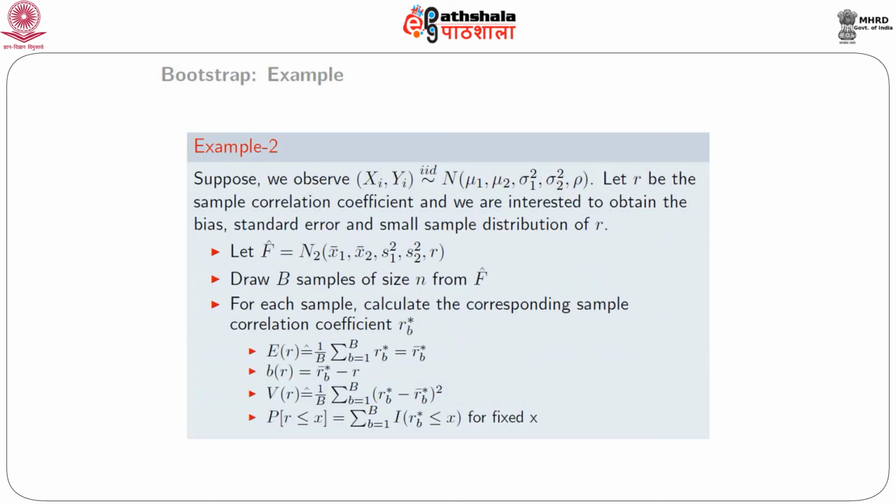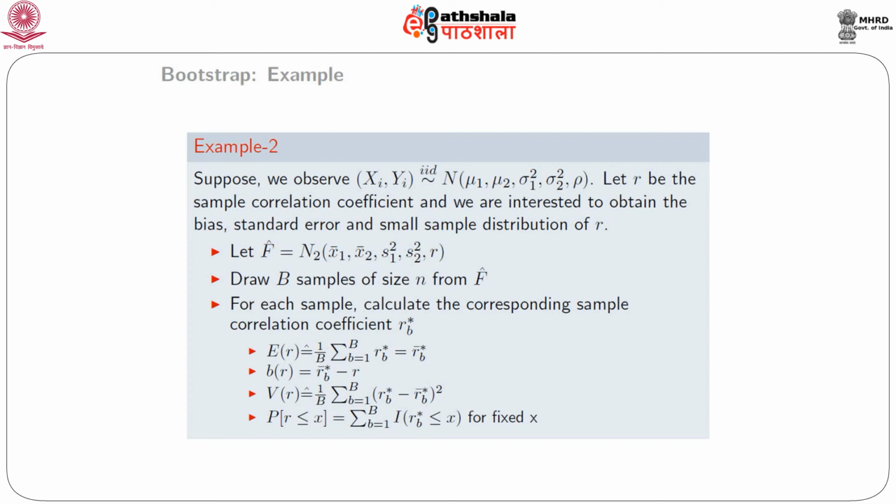Suppose we see another illustration from a bivariate normal scenario. Suppose we observe (xi, yi), which follows IID N2 with parameters mu1, mu2, sigma 1 square, sigma 2 square, rho, for i equal to 1 to n. Now, let R be the sample correlation coefficient. We wish to estimate three things: the bias of R, the standard error of R and the small sample distribution of R.